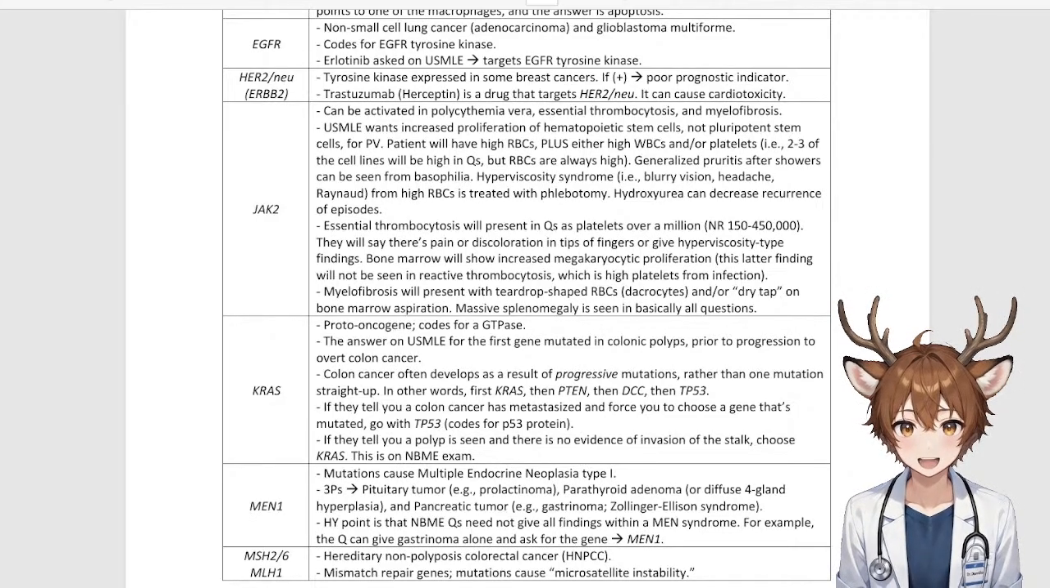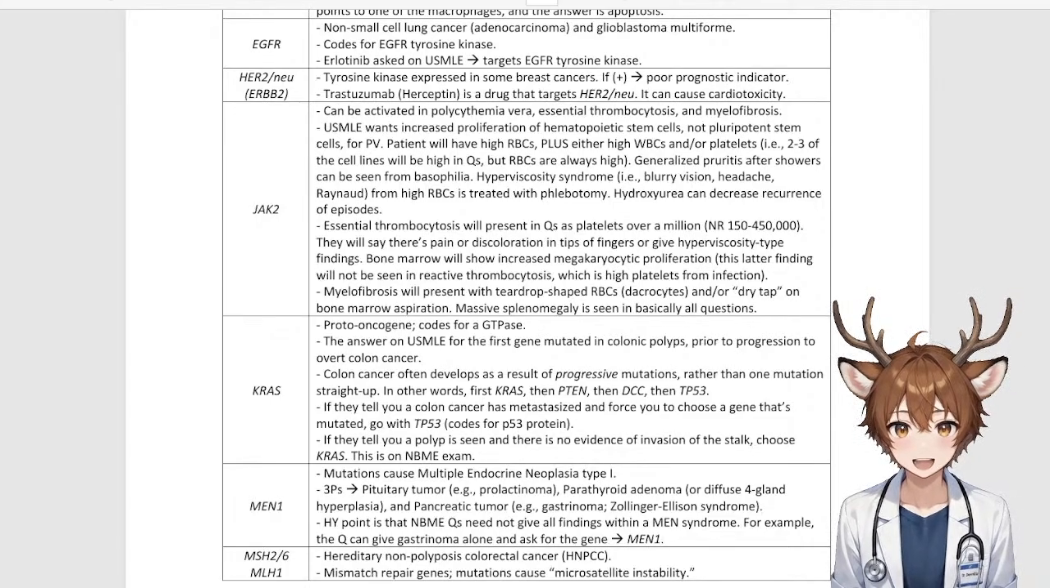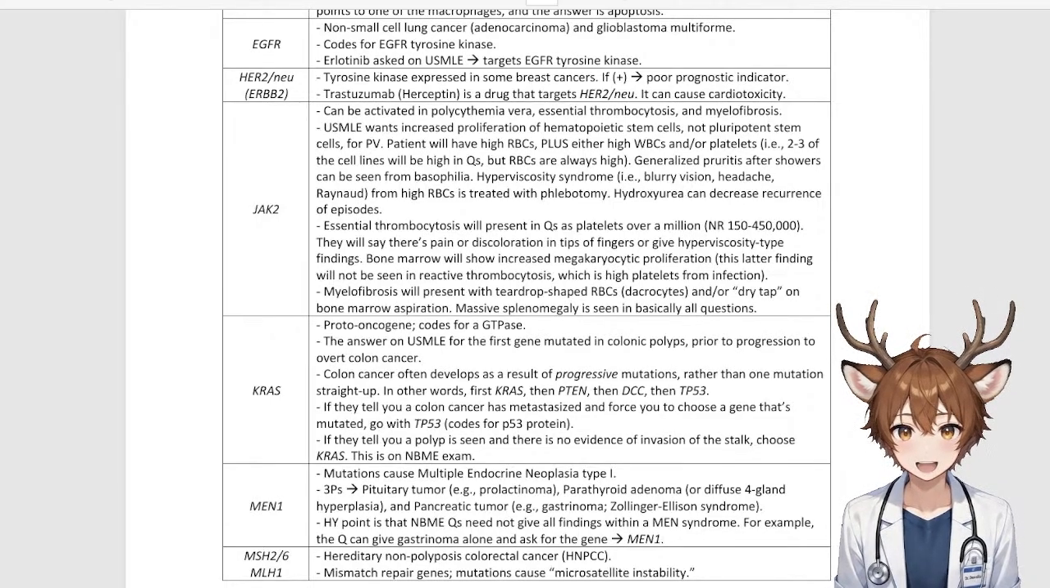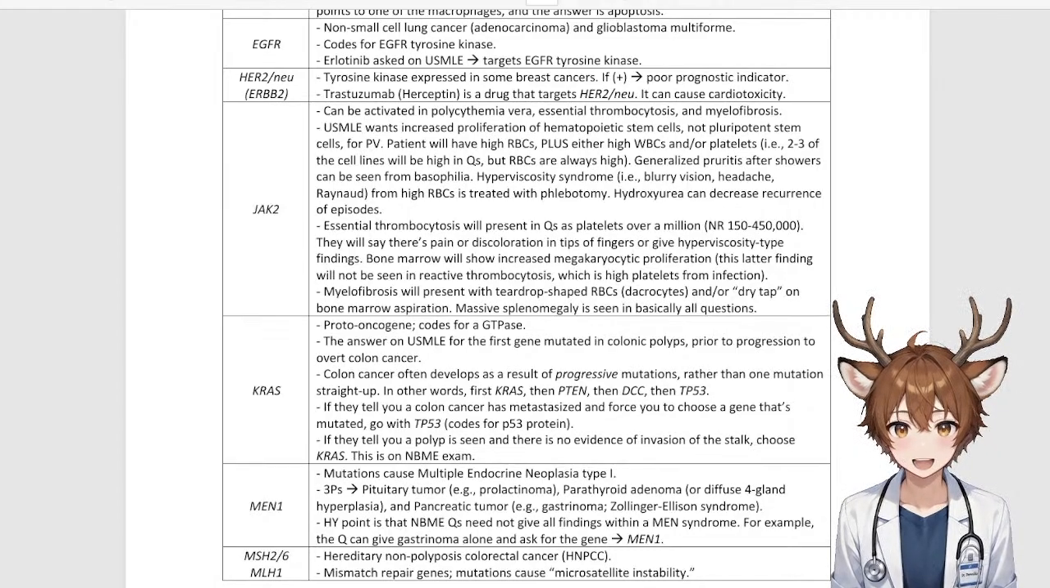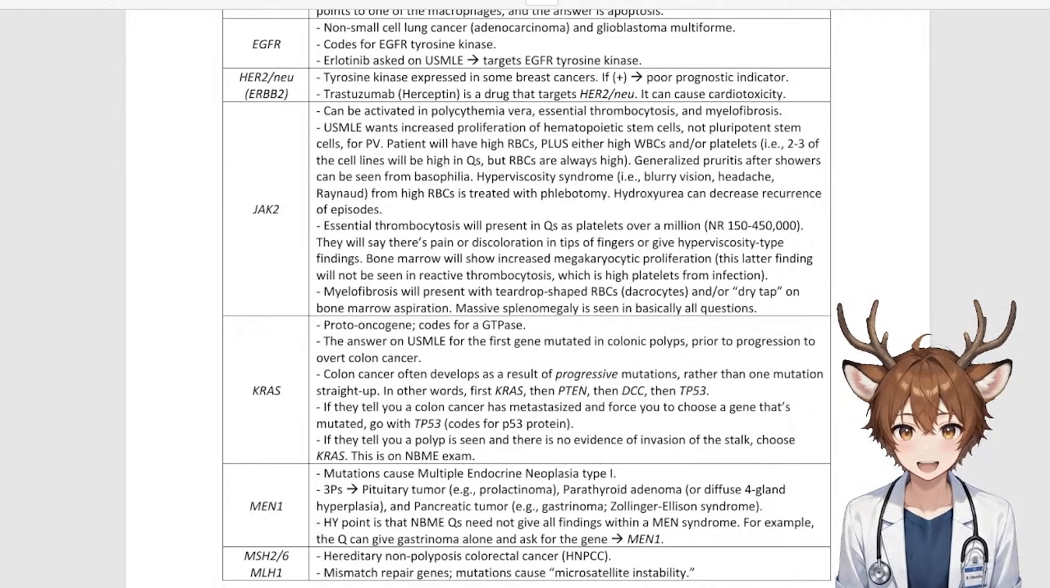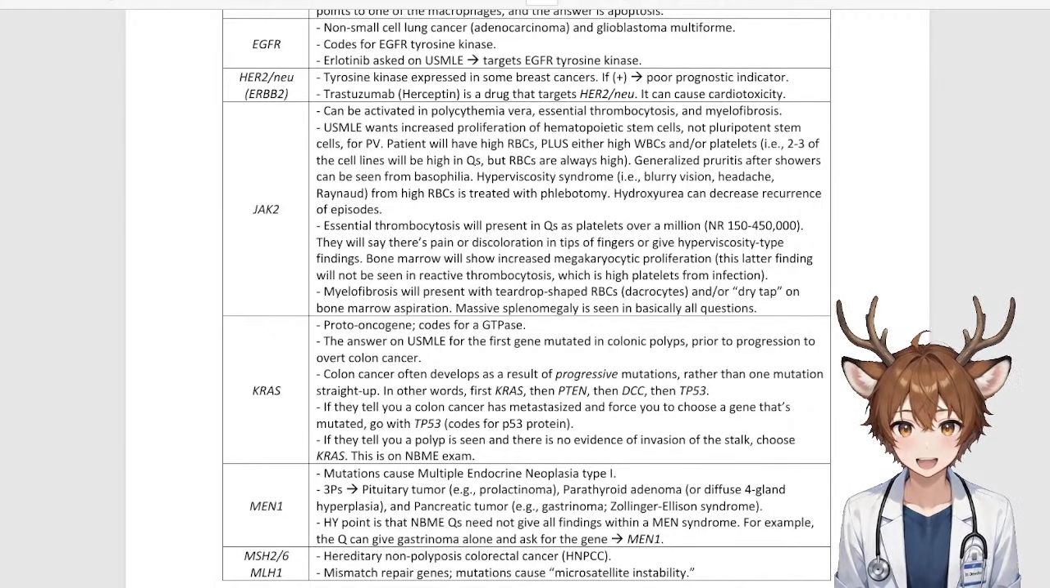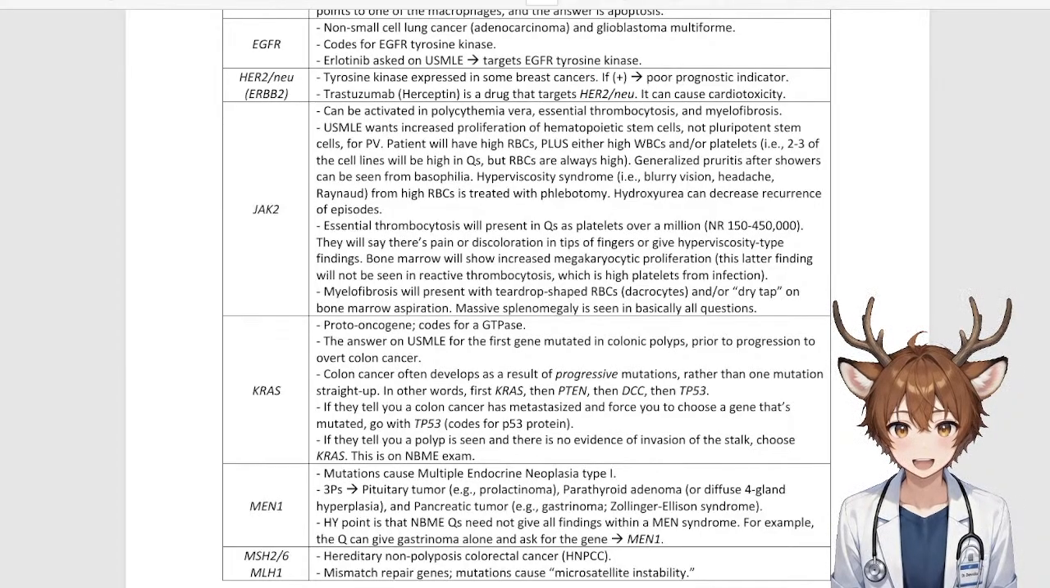Generalized pruritus after showers can be seen from basophilia, hyperviscosity syndrome, blurry vision, headache, Raynaud's phenomenon from high RBCs. It is treated with phlebotomy. Hydroxyurea can decrease recurrence of episodes.